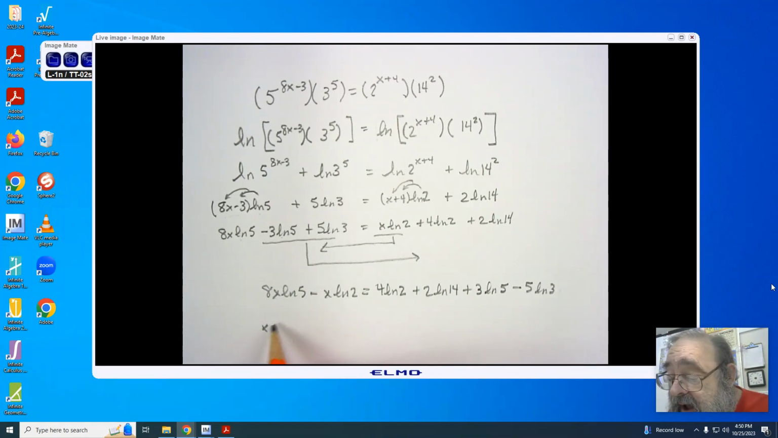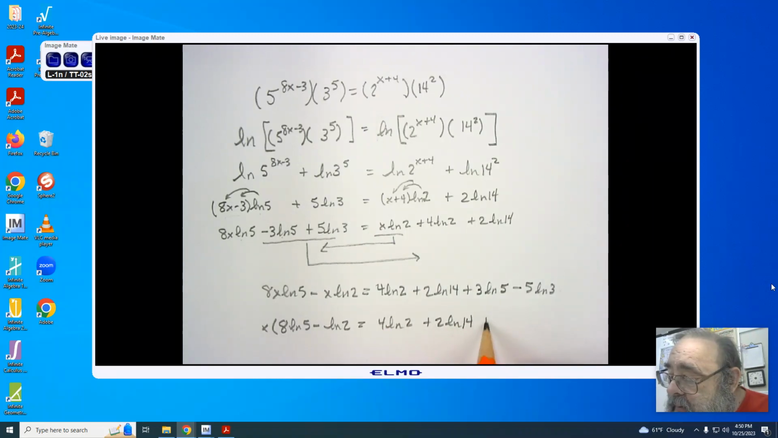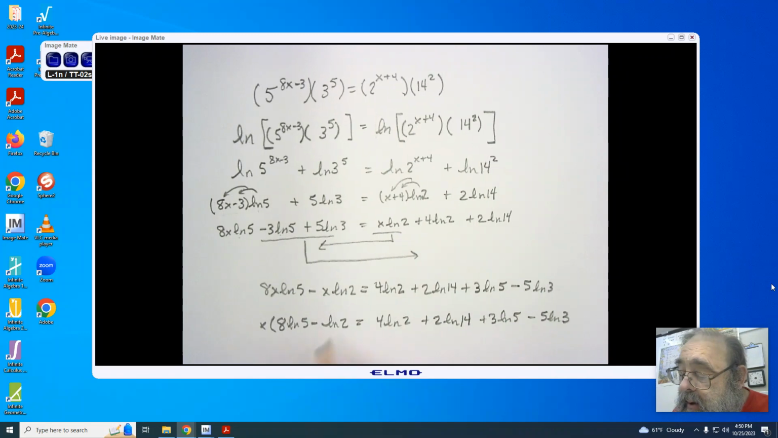So x gets factored, leaving me with 8 natural log of 5 minus the natural log of 2. And on the opposite side, everything is still the same as we write it all down again. Now, the hardest part is writing all of this extra stuff down. Now we divide both sides by 8 ln 5 minus ln 2.